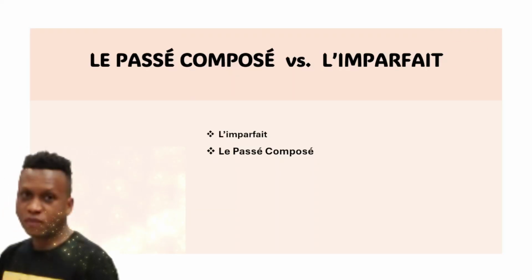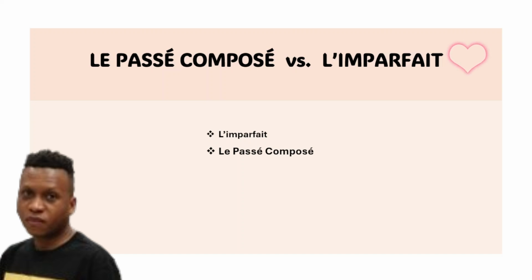Here we have le passé composé, l'imparfait. So the easy way I can break down for you guys. Let's see. I have, I had, I used to have. When you look at these three examples, they are not the same. I have, I had, I used to have. Okay, so we're gonna look at l'imparfait, le passé composé.